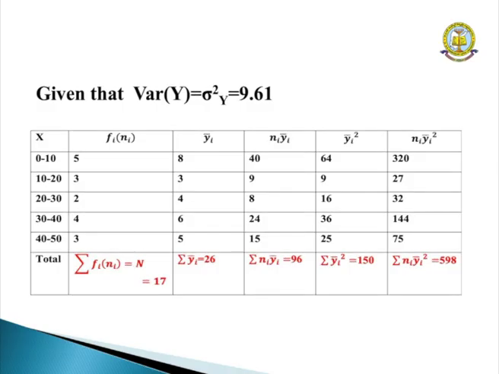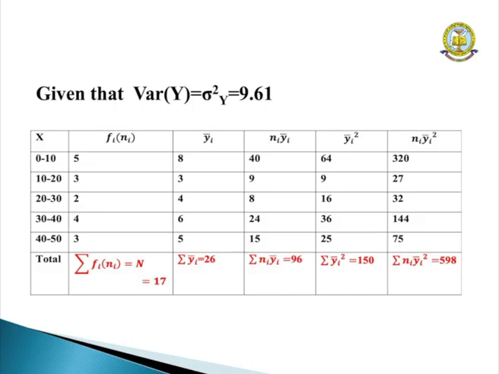Now, we can check here. Given that the variance of y bar is given to us, what is the variance of y bar here? Sigma square y is equal to 9.61, already mentioned in your problem. So, what is your class interval? 0 to x, we take it as 0.